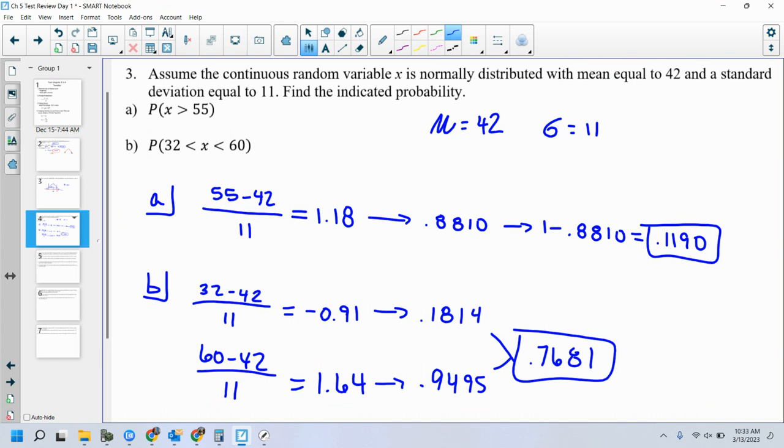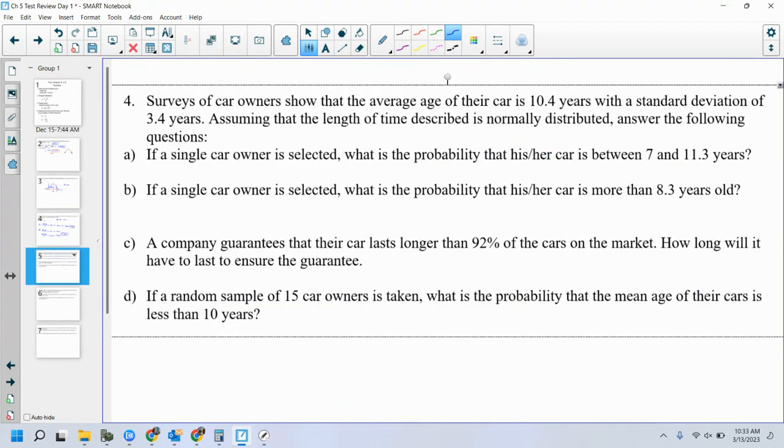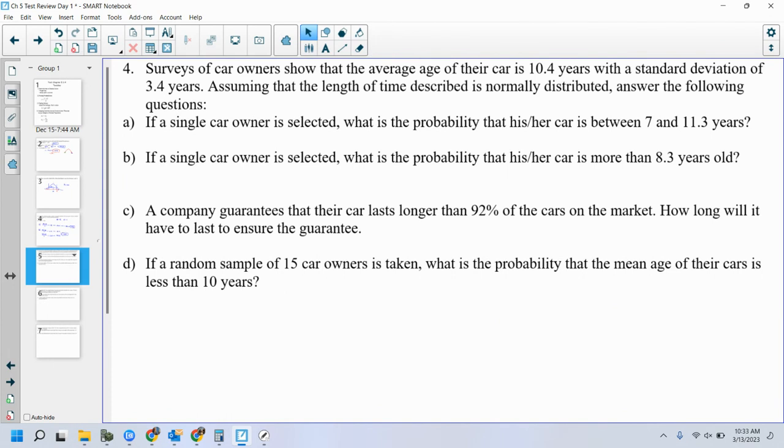Questions on 3. Let's take a look at 4. Ooh, a lot of things to do here. Surveys of car owners show that the average age of their car is 10.4 years with a standard deviation of 3.4 years. So mu is 10.4 and standard deviation sigma is 3.4. Assuming that the length of time is normally distributed. Okay, normally distributed. That's going to be key here.